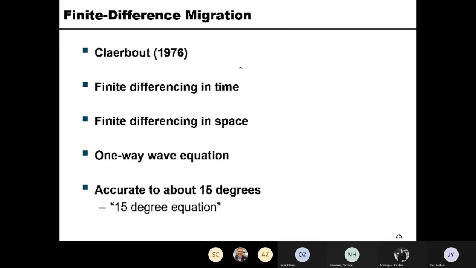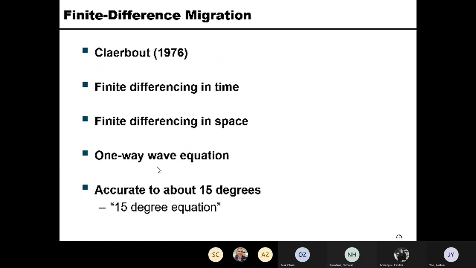Let's see the first method, finite difference method in the TX domain. This was also invented by Professor Jon Claerbout, who published a book in 1976. They use finite difference in time and also finite difference in space.